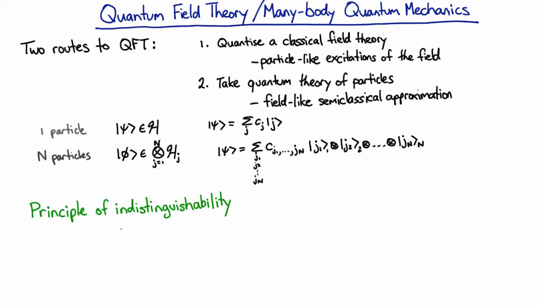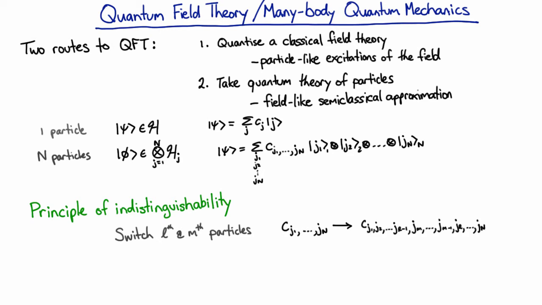So if I try to switch the lth and mth particles, then what I'm going to do is take the coefficient and effectively change the coefficients to swap those two indices. So if we're not allowed to change the results of any possible physical experiment when we do this switch, can these coefficients be different at all? And the answer is only just.